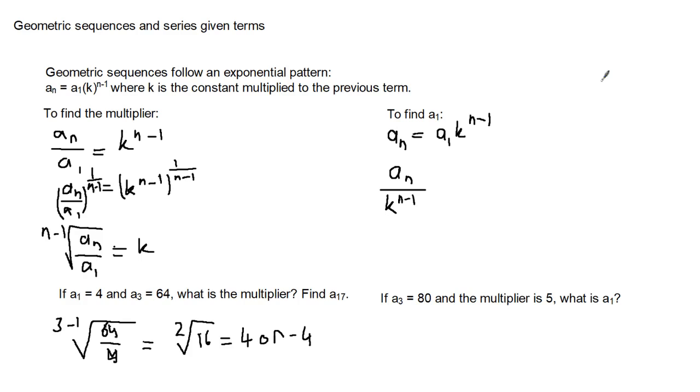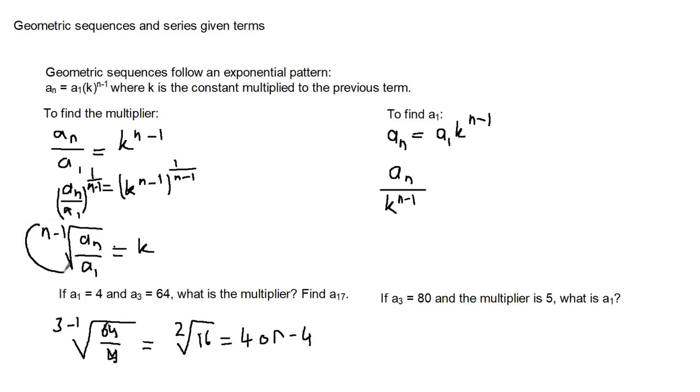Next, we have geometric sequences. They're the same as arithmetic sequences, but they follow an exponential pattern instead. So a sub n is equal to a sub 1 times k to the power of n minus 1. So it will be all the exponential equations like a to the x, e to the x, 3 to the x, 10 to the x, 1/2 to the x, 3 to the negative x. They all work, right?